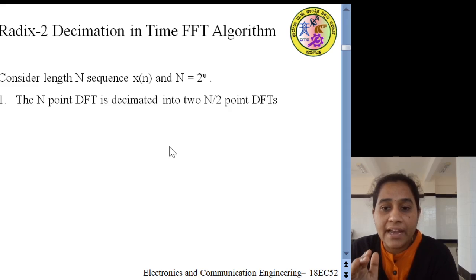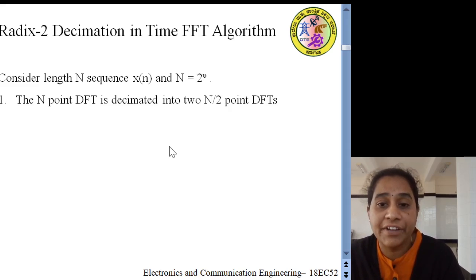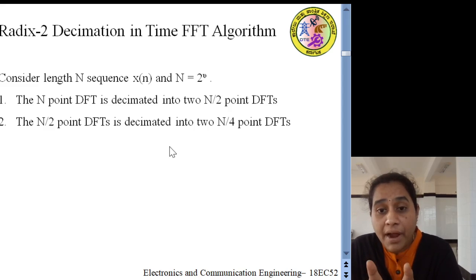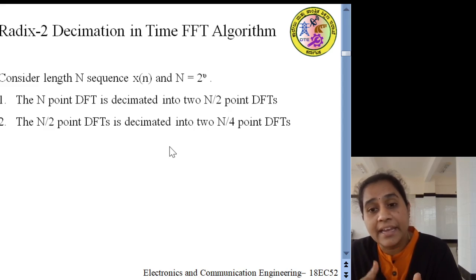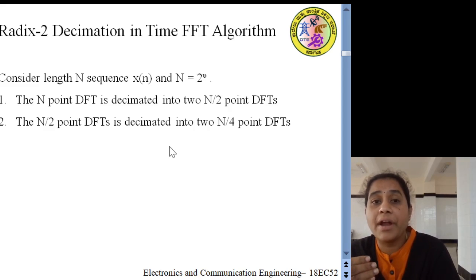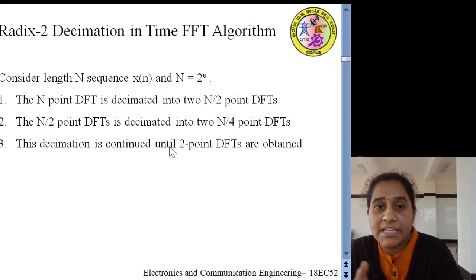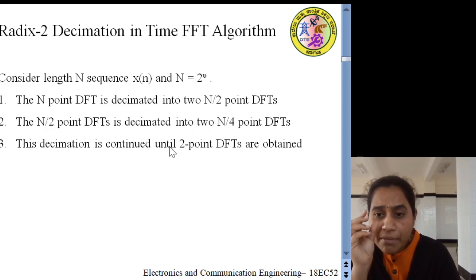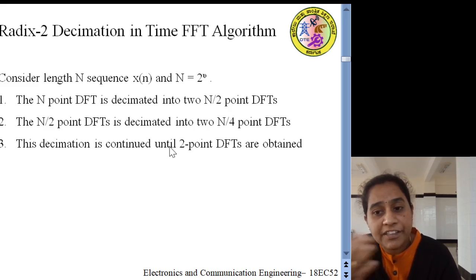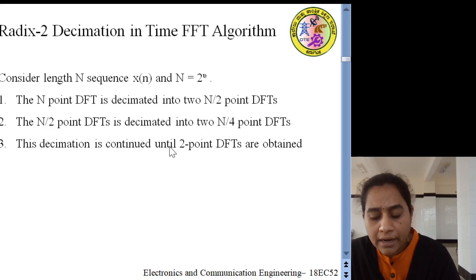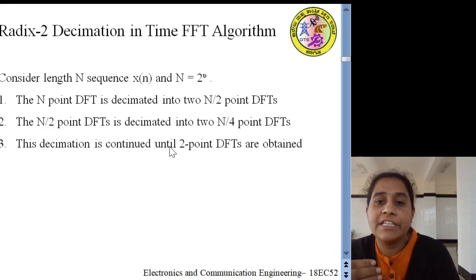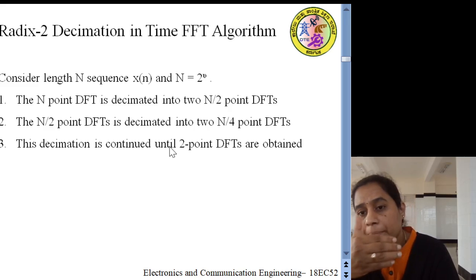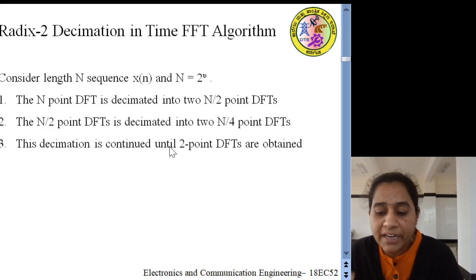So here the N point DFT is first divided into 2 N by 2 point DFTs. Then the N by 2 point DFTs are again decimated into 2 N by 4 point DFTs. And this decimation will continue until the 2 point DFTs are obtained. That means the minimum decimation will be till 2 points. Furthermore, we will not decimate. Once we get the 2 point DFTs, we stop. So we are splitting the complete N values till we obtain 2 point DFTs.